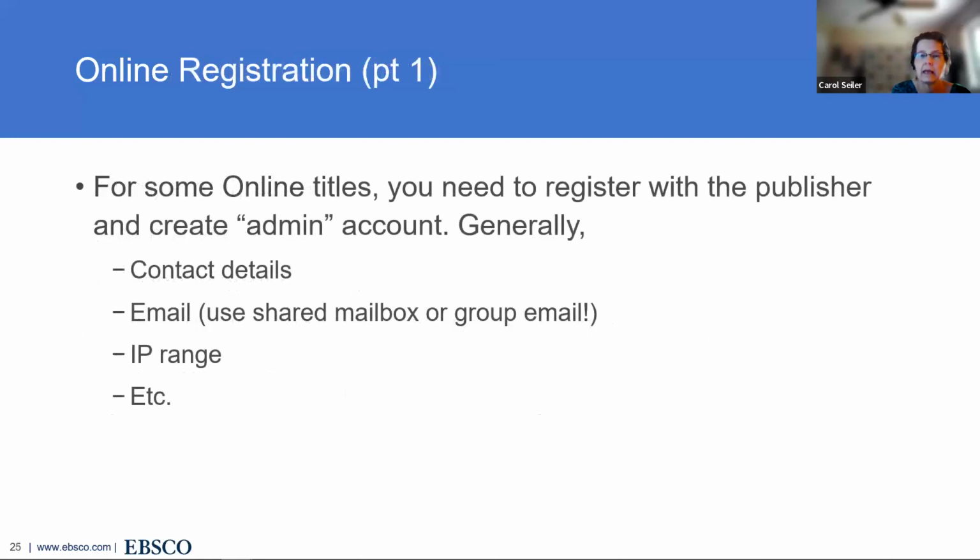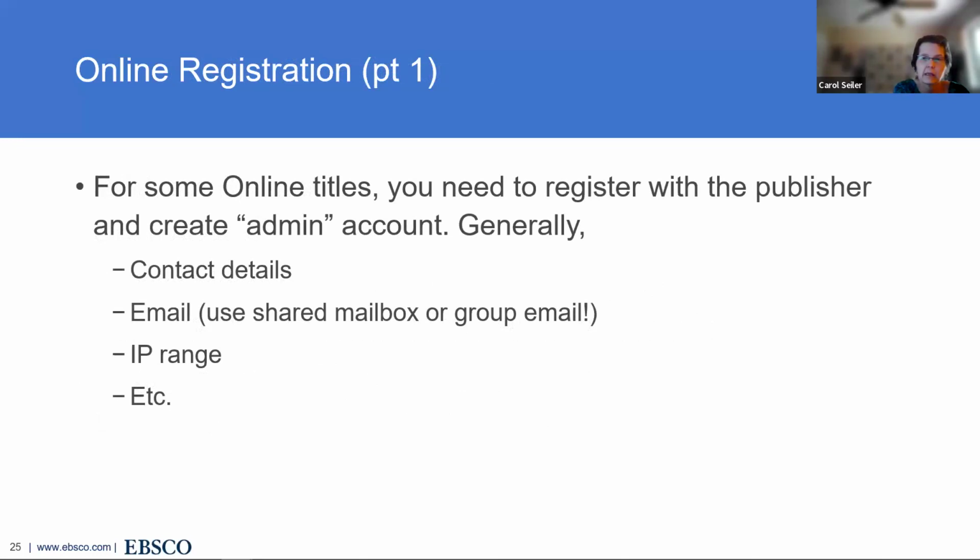One thing you need to look at is online registration. When you order an online title, digital title or electronic title, one of the things you need to look at is, do I need to register it? With some online titles, you'll need to register with a publisher. Even if you're going through a vendor, you'll have to create an admin account at the publisher's site. And generally, this is going to be your contact details, email, IP range, etc.